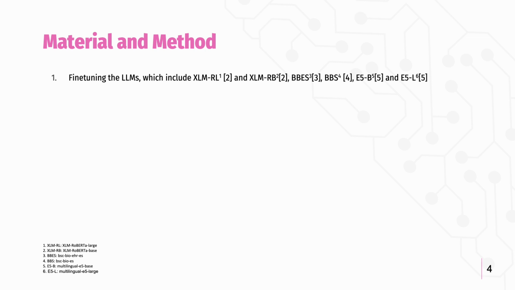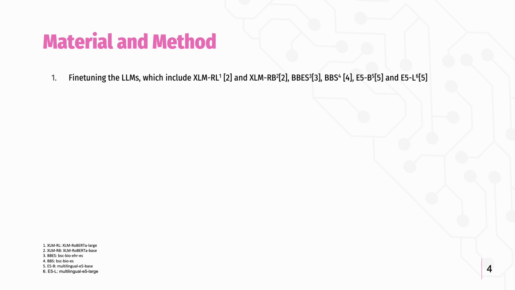XLM Roberta Large and XLM Roberta Base are multilingual masked language models, both trained on a dataset of over 2 terabytes. However, they are different in the number of parameters. So XLM Roberta Large has more parameters than XLM Roberta Base.